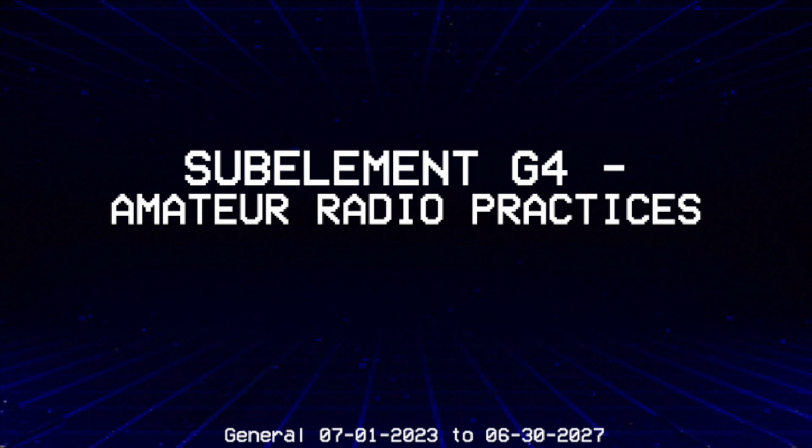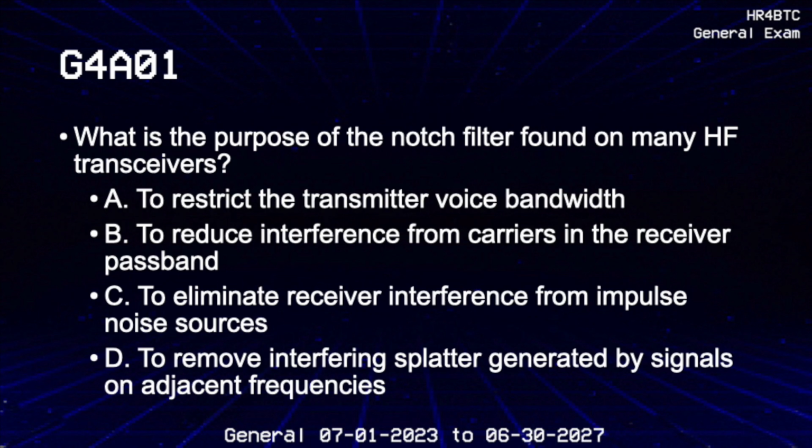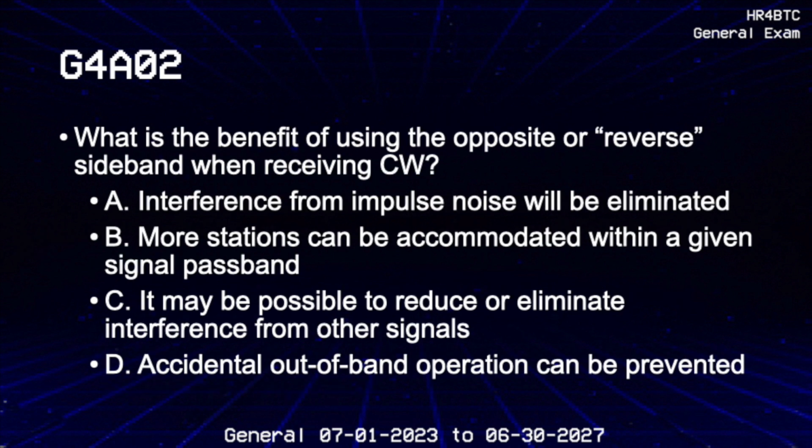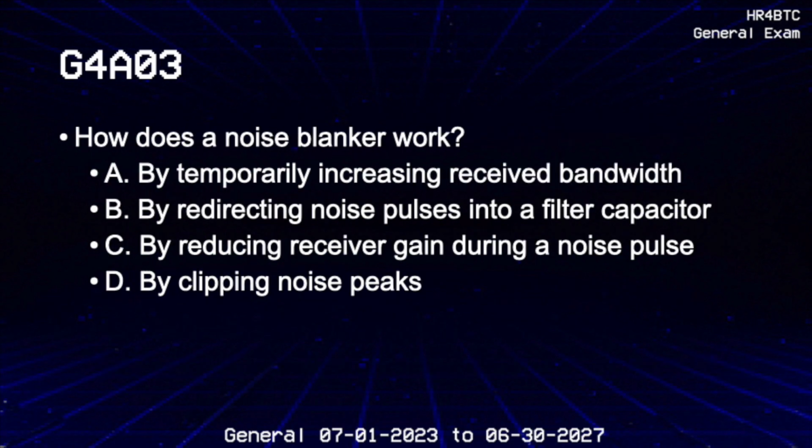Amateur radio practices. What is the purpose of the notch filter found on many HF transceivers? To reduce interference from carriers in the receiver passband. What is the benefit of using the opposite or reverse sideband when receiving CW? It may be possible to reduce or eliminate interference from other signals. How does a noise blanker work? By reducing receiver gain during a noise pulse.